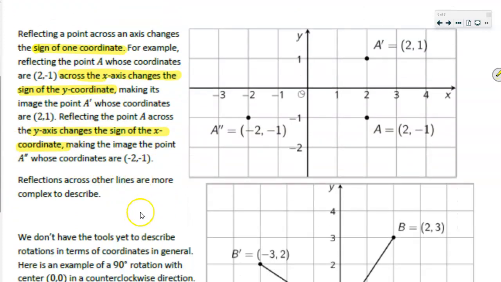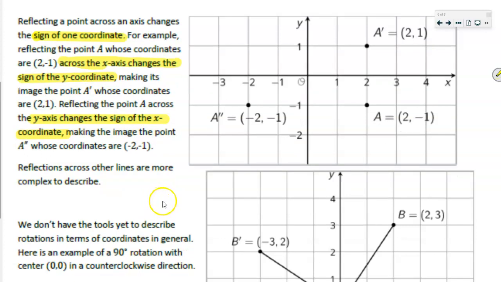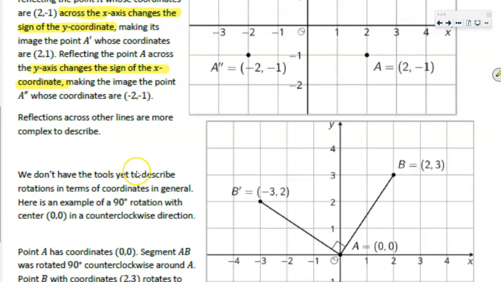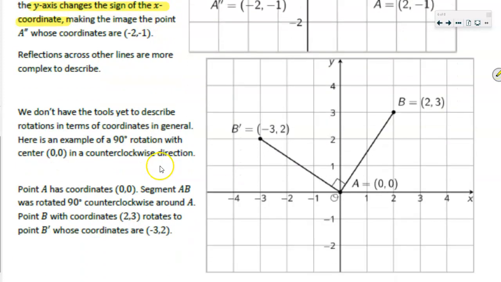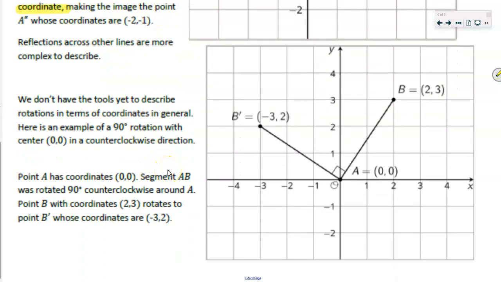If we're trying to reflect over lines that are not the axes, it's a lot more complicated to describe. Just as rotations that are not around the origin are a lot more complicated to describe. And again, it says we don't have the tools yet to describe rotations in terms of coordinates in general. That's going to be next year that you do that. But here is an example, and you can still see some interesting patterns.